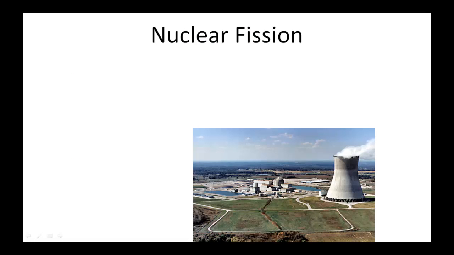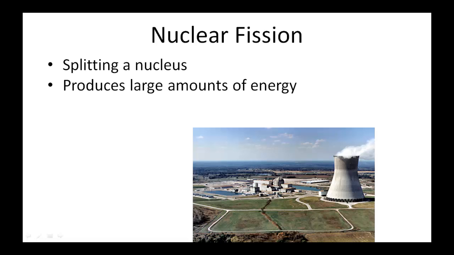Nuclear fission is splitting a nucleus. It produces a large amount of energy that can be harvested for energy consumption, that's to light our homes, power our smartphones. Fission means to divide, and that's exactly what is happening. The nucleus is divided.